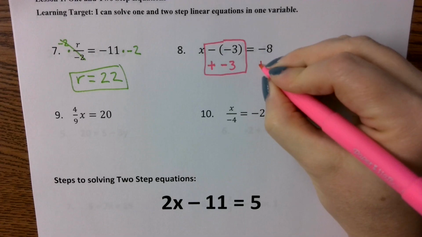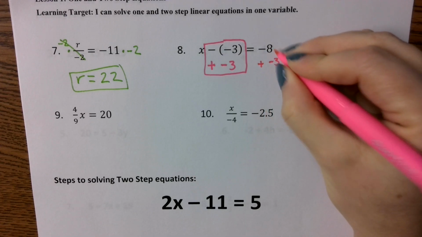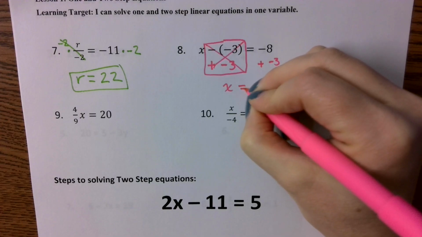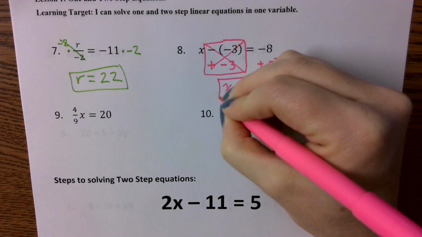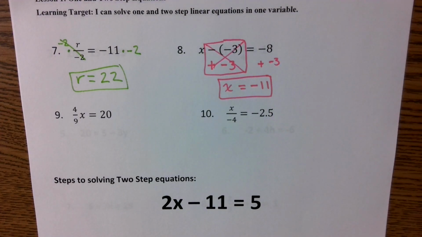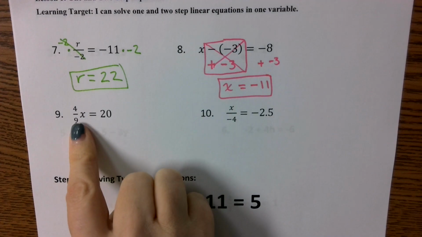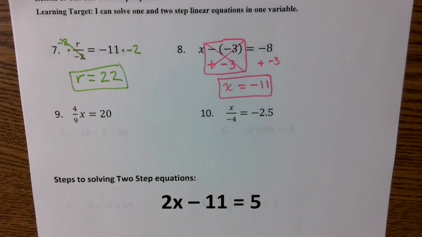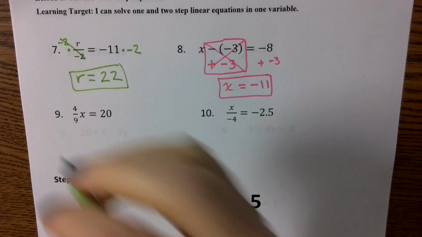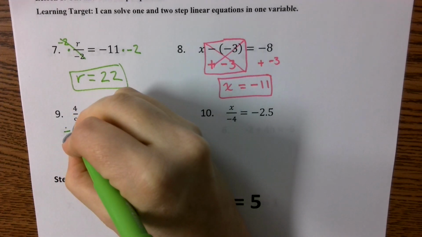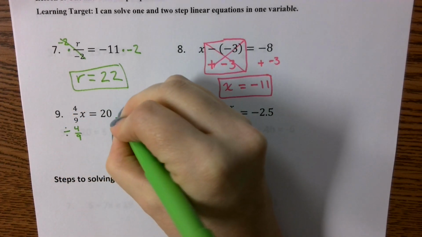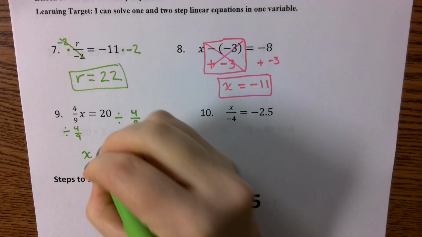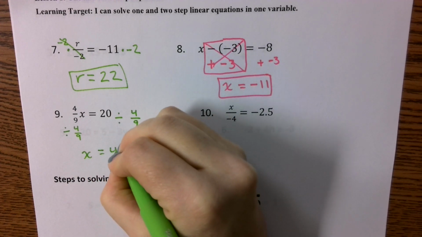Okay, so here we are just adding a -3 to the -8. These will get canceled out, and you'll get x is equal to -11. So you should have gotten x is equal to -11. Number 9, we see 4/9 x. That is multiplication, so our inverse operation is going to be to divide. So we're dividing both sides by 4/9. We're going to divide 20 by 4/9 as well, and we're going to wind up getting that x is equal to 45.